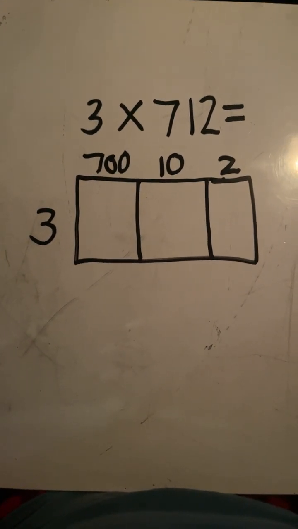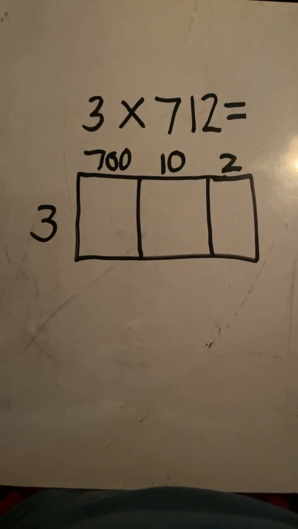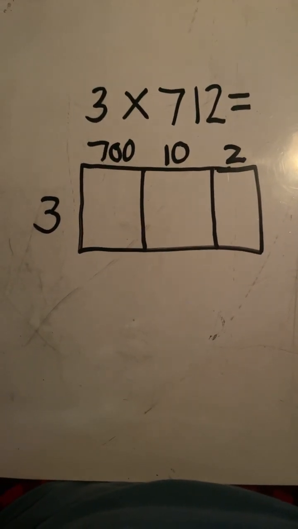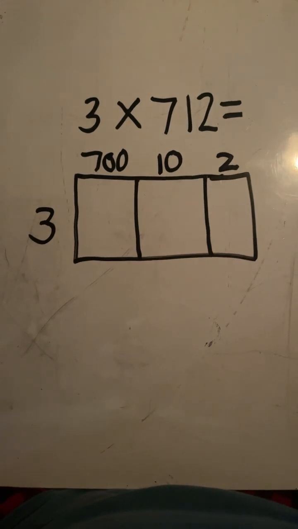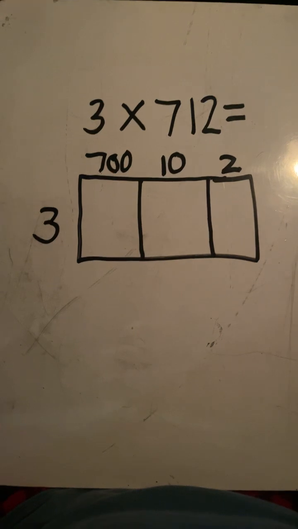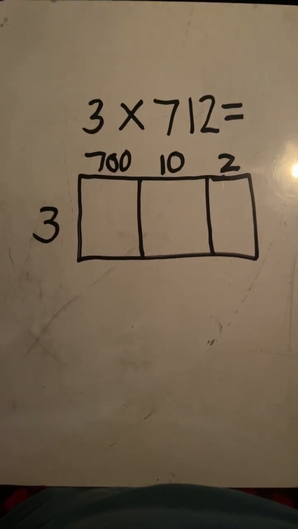So this video is going to focus on area model multiplication. It's going to be a review of solving multiplication problems using the area model. 3 times 712 is our model problem, and I'm going to go through step by step how to solve that problem.